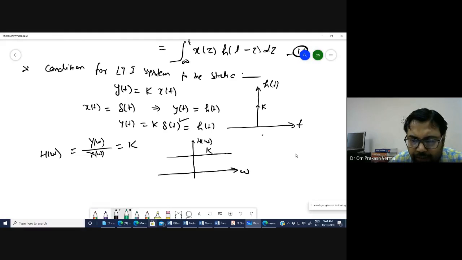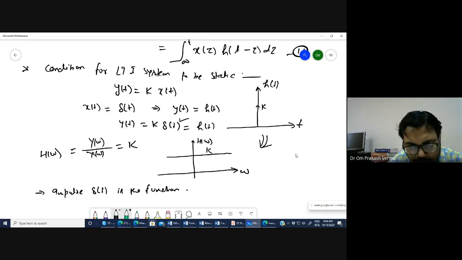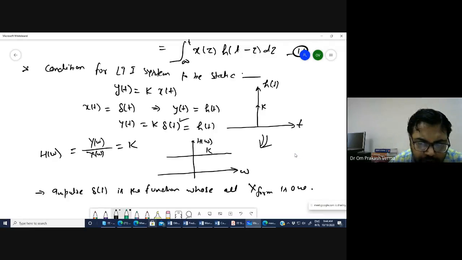So what it means is that a discrete time signal in the time domain becomes a continuous signal in the frequency domain, and vice versa. So you can say that the impulse delta t is the function whose whole transform is 1, nothing else, right?